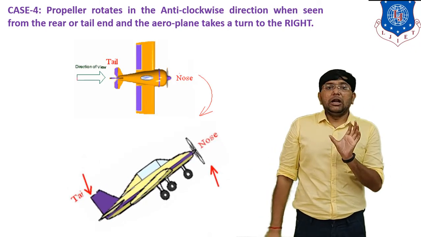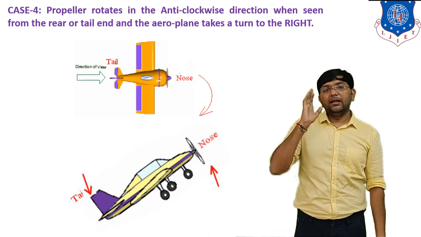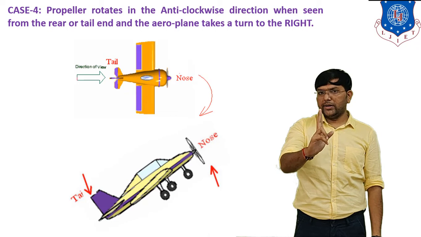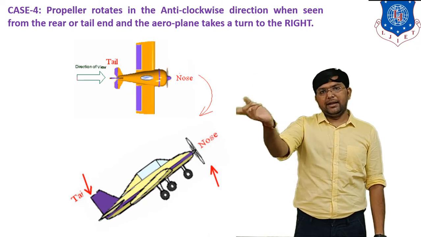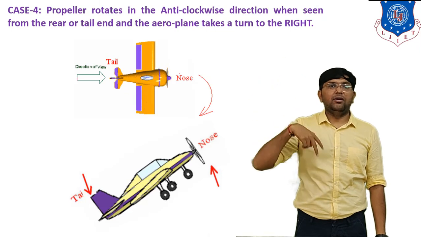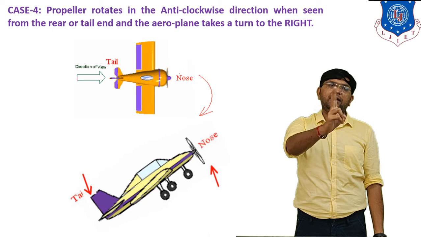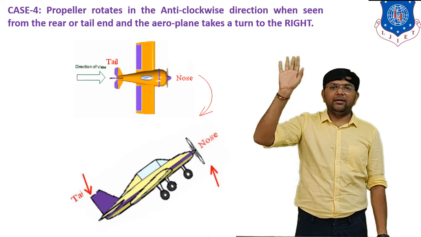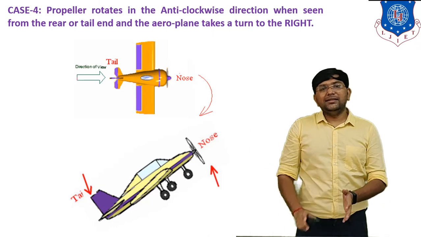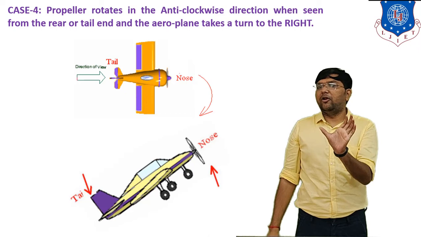Clear? So in the aeroplane there are 4 cases we discussed. The first case is the rotor rotating in clockwise direction with the aeroplane taking a left turn, and clockwise direction with a right turn. Clear? These are the first 2 cases. The other 2 cases are the propeller rotating in anti-clockwise direction with the aeroplane taking a left turn, and the propeller rotating anti-clockwise with the aeroplane taking a right turn. Clear? So we discussed a total of 4 cases of gyroscopic effect on the aeroplane.